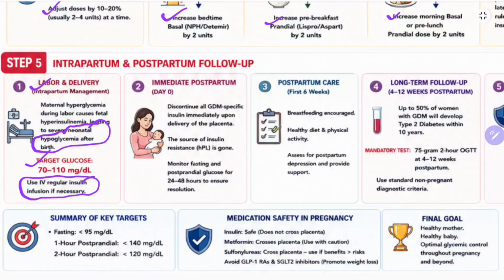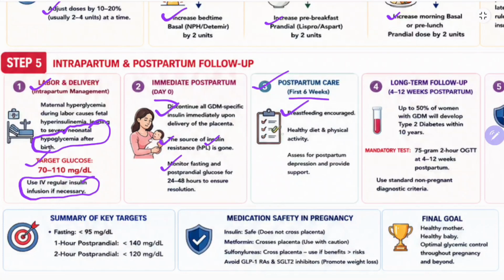hypoglycemia after labor. Immediately postpartum, on day 0, discontinue all GDM specific insulin immediately upon delivery of the placenta. The source of insulin resistance, that is the human placenta, is gone. So monitor fasting and postprandial glucose for 24 to 48 hours to ensure resolution, meaning for 2 days. So that is immediately after delivery. So during labor, then immediate postpartum, then postpartum care, first 6 weeks.